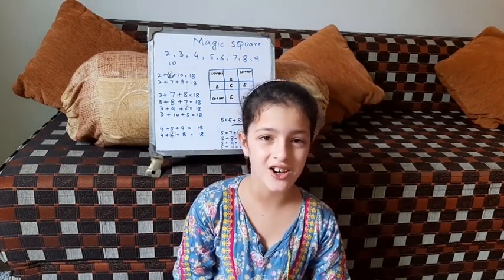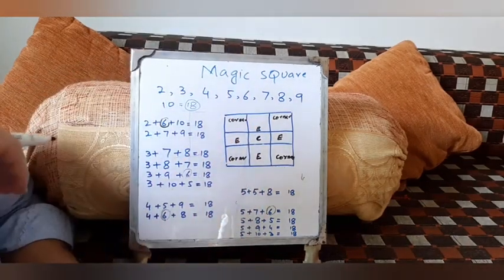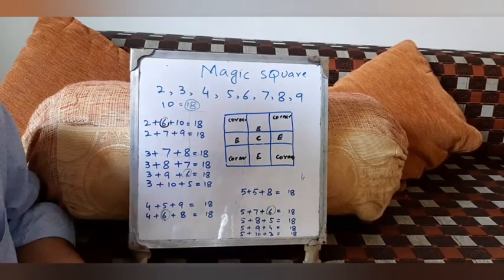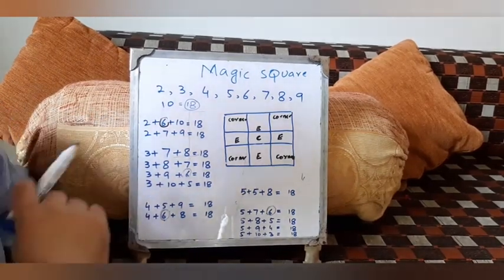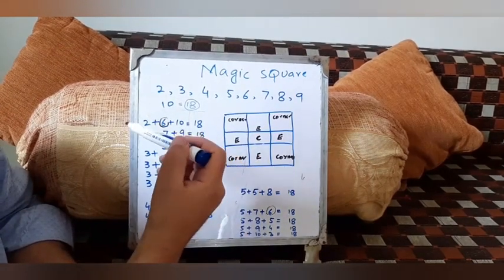So let's get started. Okay, can you please solve this magic square of 18? Oh yeah, sure. I will help you solve this magic square. I'm not a mathematician, but I will help you solve this square.